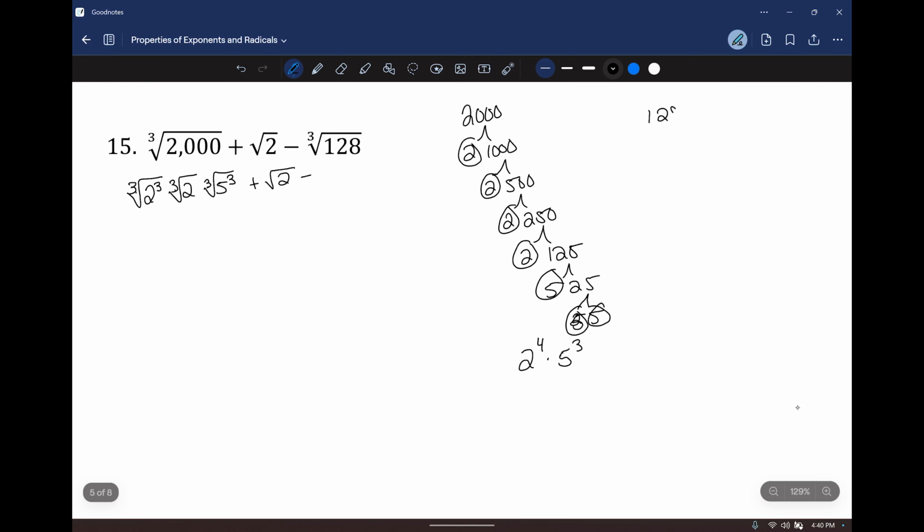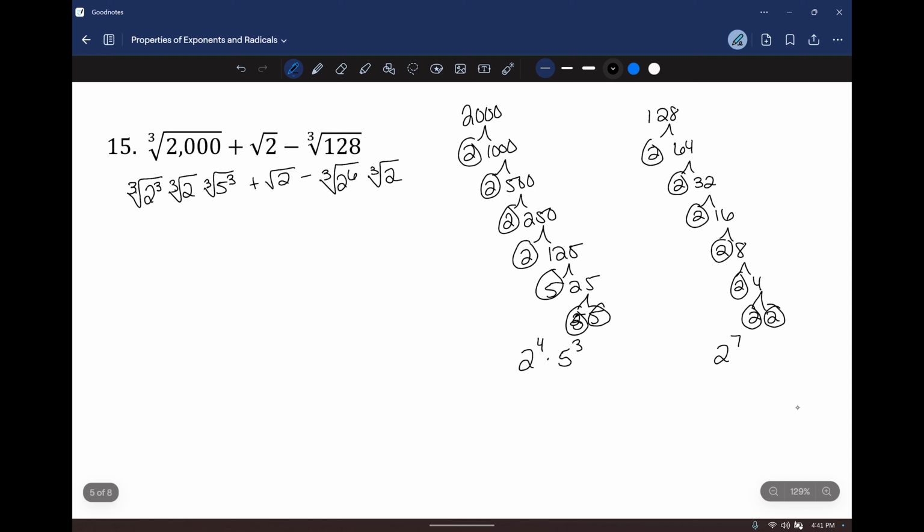All right, the square root of 2 is prime, so we'll leave that alone. And then 128 is 2 and 64. 64 is 2 and 32. 32 is 2 and 16. 16 is 2 and 8. 8 is 2 and 4. And 4 is 2 and 2. So that gives us 7 2's. How many of those make a perfect cube? Well, if I drop one off, that's 6. 6 does divide by 3, so 6 of these will make the perfect cube, and that leaves me with 1 left over.